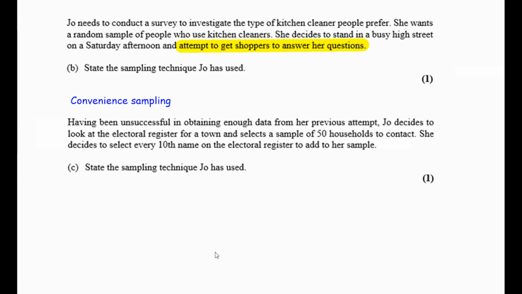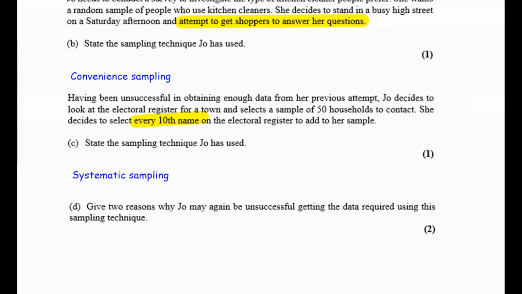Okay, moving on. Having been unsuccessful in obtaining enough data from her previous attempt, Jo decides to look at the electoral register for a town and selects a sample of 50 households to contact. She decides to select every 10th name on the electoral register to add to her sample. State the sampling technique Jo has used. This, once again, where's the clue? For me, it was here, every 10th name. All right, so this is a sampling technique that uses intervals of 10. So the only sampling method that has a technique like that is systematic sampling.